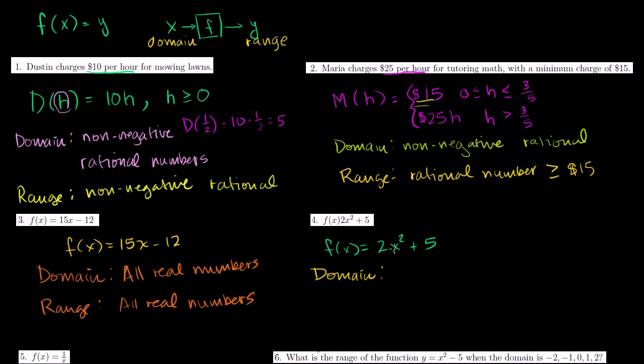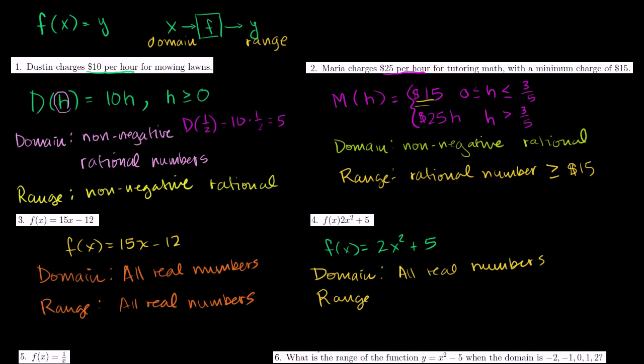I could put e there, 2 times e squared plus 5. I could put the square root of 2 there. I could put a negative number there. So I could really take on any real number. All real numbers, positive or negative or otherwise, or even non-rational. And then what is the range here?